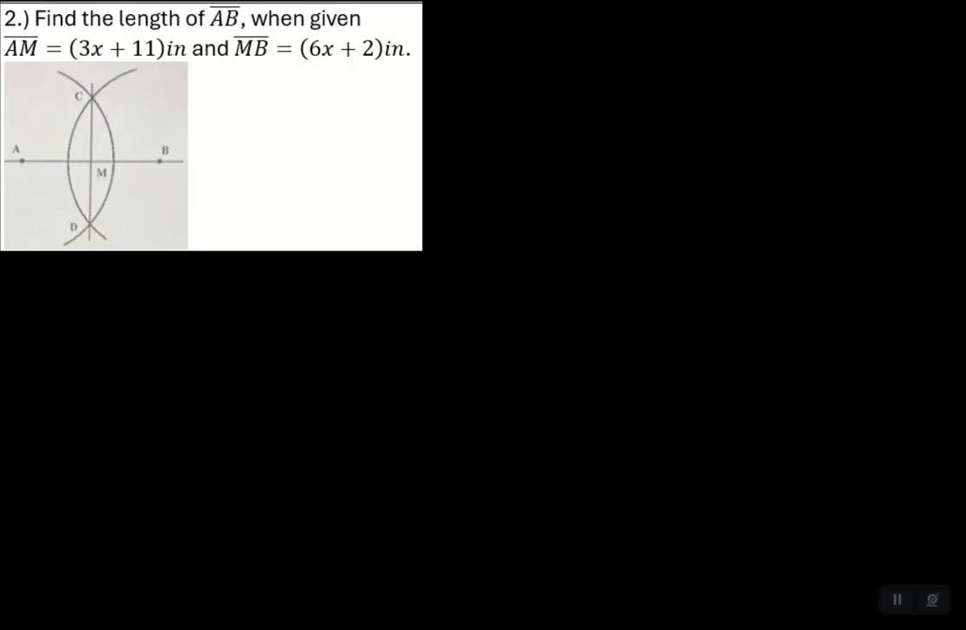Okay, here we have example 2, and this time we'll move a whole lot faster. It says find the length of AB, that's the whole thing. We're first given AM, the half, is 3x plus 11, and the other half, MB, is going to be 6x plus 2.